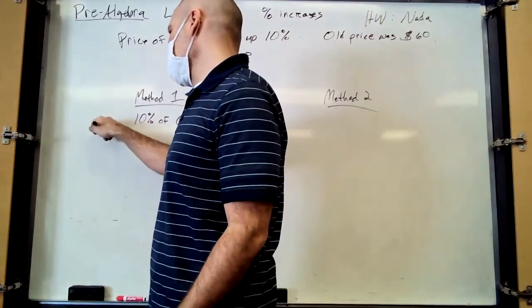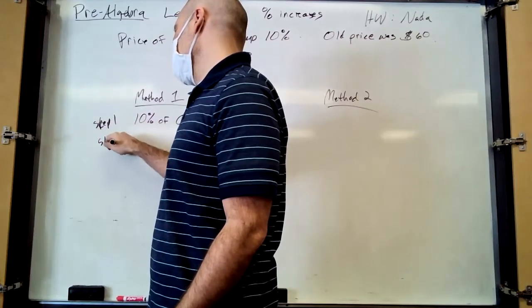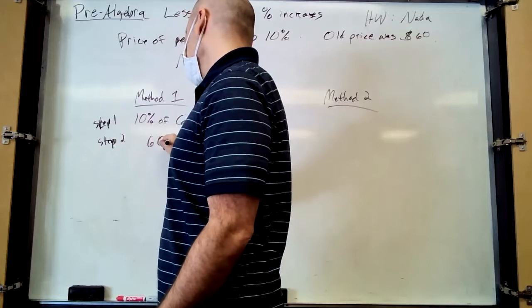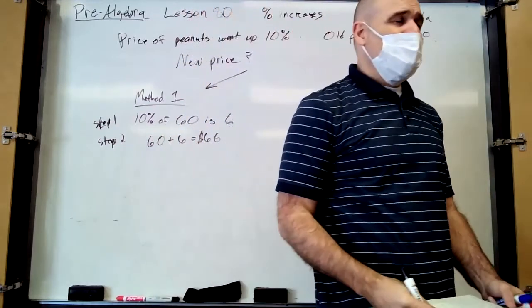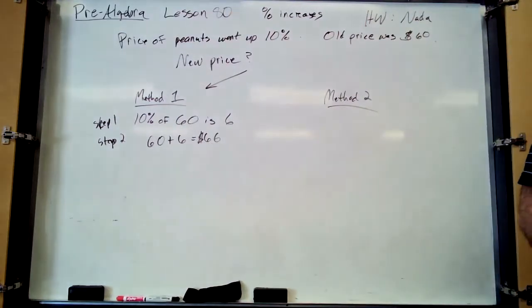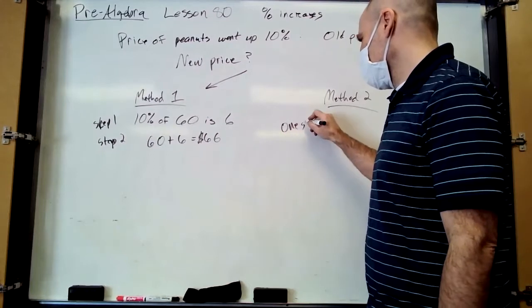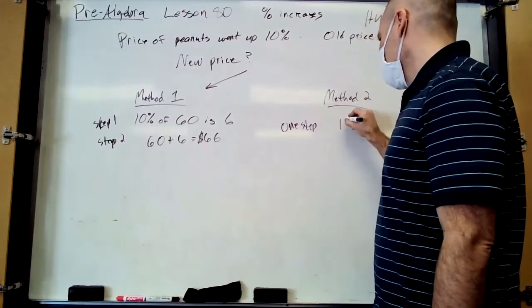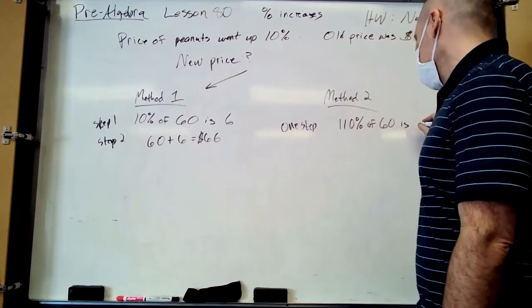Okay. So this is step one. Then step two is what? 60 plus 6 is 66. Okay. The other option, this is just one step. 110% of 60 is 66.